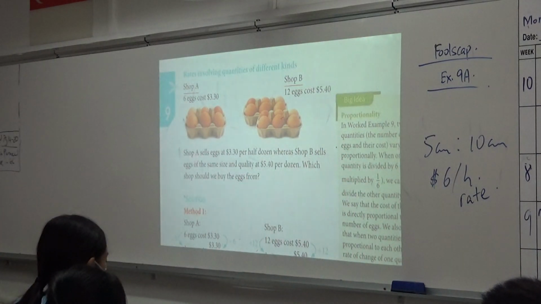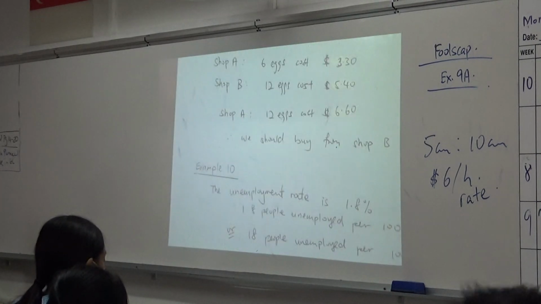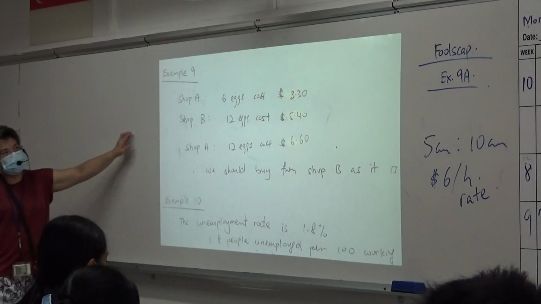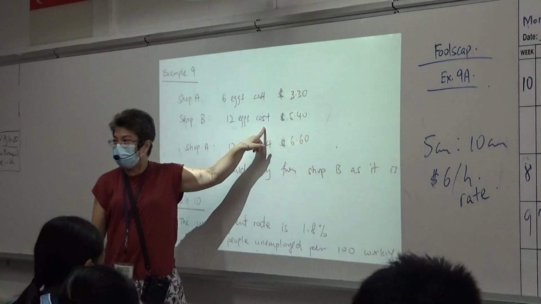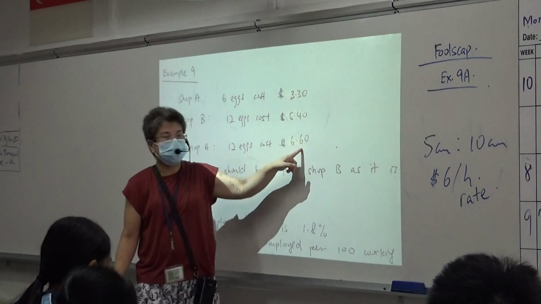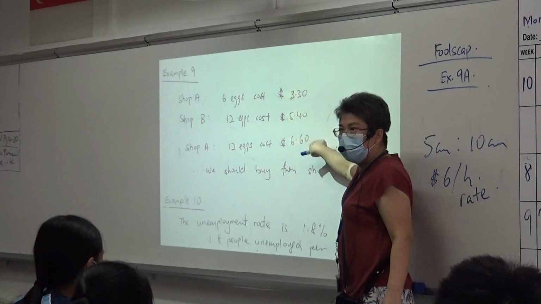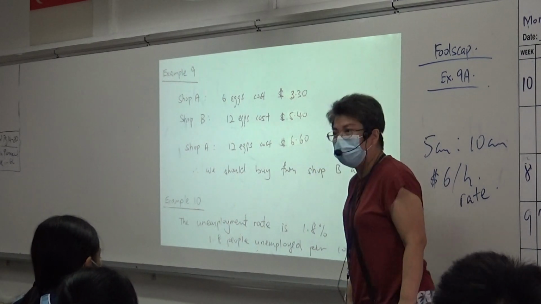Don't worry. I will do this. All of you look at. For shop A, 6 eggs cost 3.30, right? Shop B is 12 eggs cost 5.40, right? So all of you look at. Shop A will be 12 eggs cost 6.60, right? Okay, so I compare 12 eggs, 12 eggs, right? So what's the cheaper one? Shop B, right? We buy from shop B.